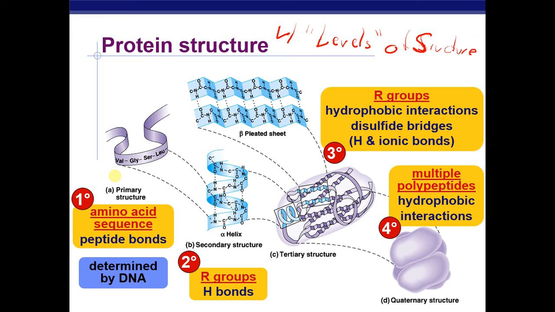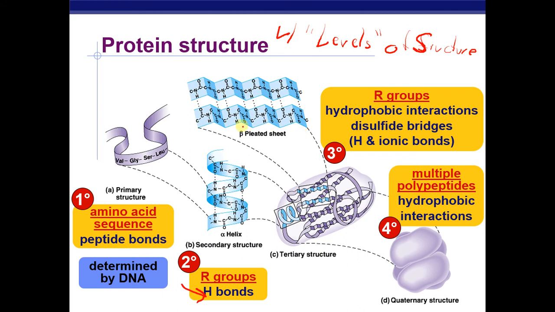The secondary structure looks like this. And there are two examples: a beta pleated sheet and an alpha helix. Secondary structure is caused by hydrogen bonding, which occurs between the backbone of the polypeptide.